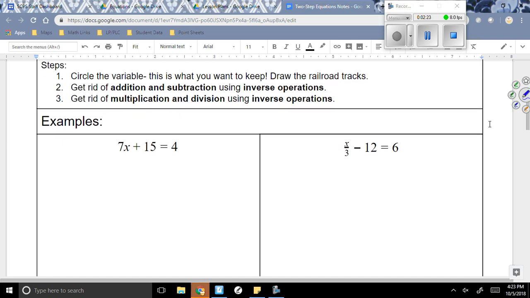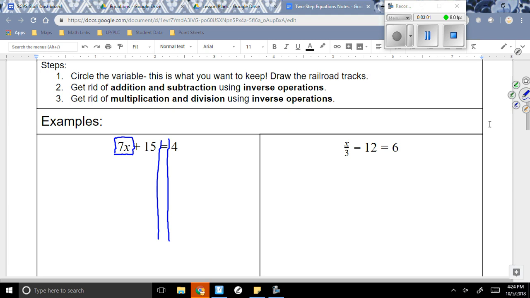So I have that equation that we just labeled, 7x plus 15 equals 4. Our very first step is to figure out where our variable is. When I drew a box around that variable and its coefficient, that's our very first step. And this is what we want to get alone. At the end, I want to have x equals and then its answer. So let's draw some railroad tracks. Our railroad tracks go around the equal sign straight down. This helps us keep the parts of our equation separate so that we know what numbers are on the left and what numbers are on the right.